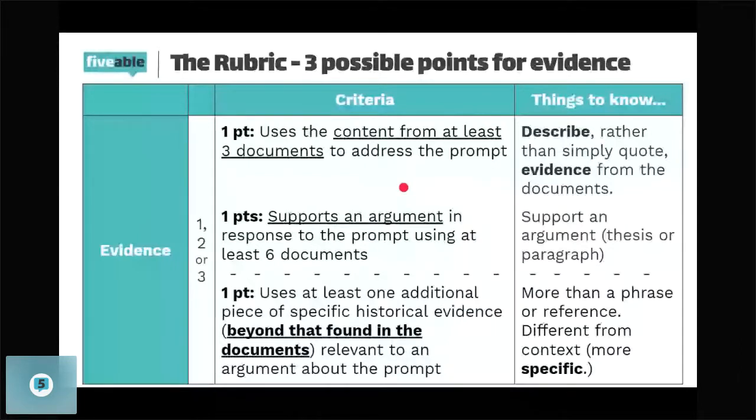And then with at least 6 of the documents, you need to use them to support an argument, right? An argument or a thesis statement, which is the same thing basically. And this is something you can do too. And then the last point: use at least 1 additional piece of specific historical evidence beyond that found in the documents. So I always call this outside info. You need a sentence or 2 just explaining something not found in the documents. A lot of times my students don't do this, and I'm like, this is also an easy point. You can do this, right?